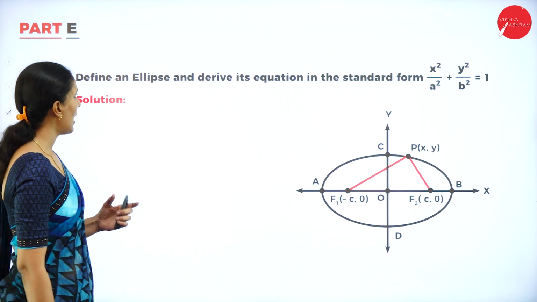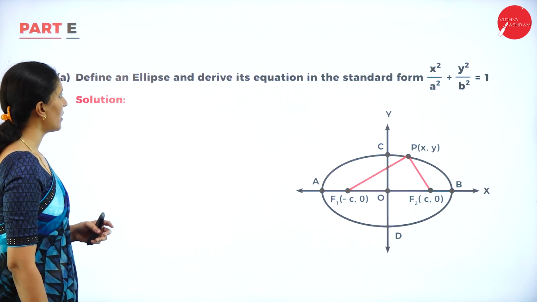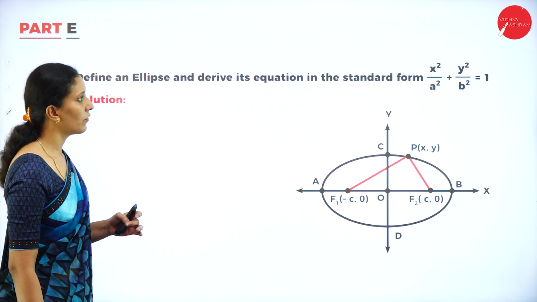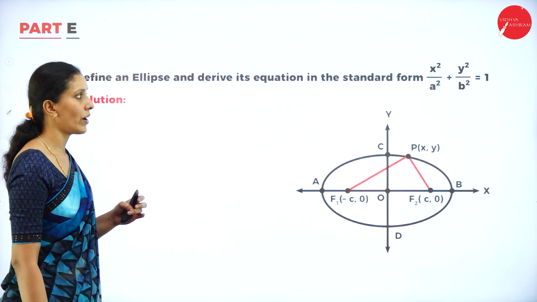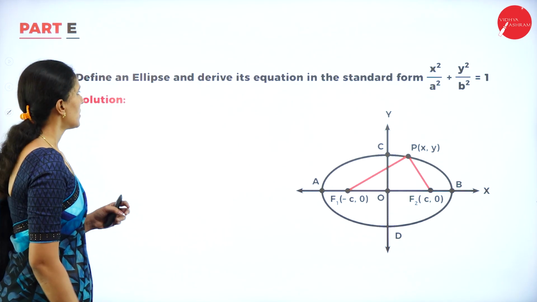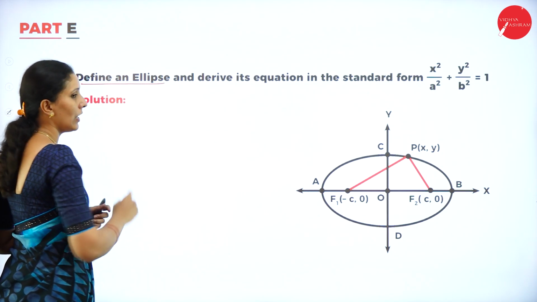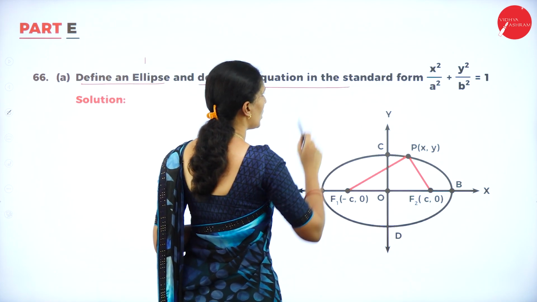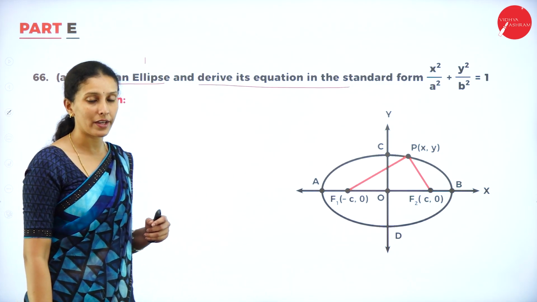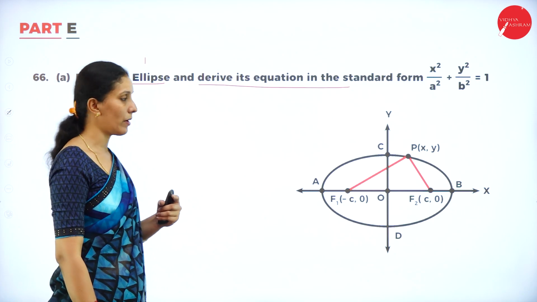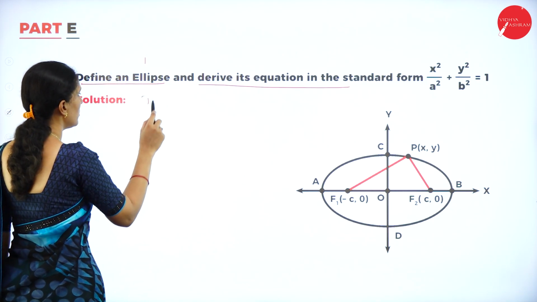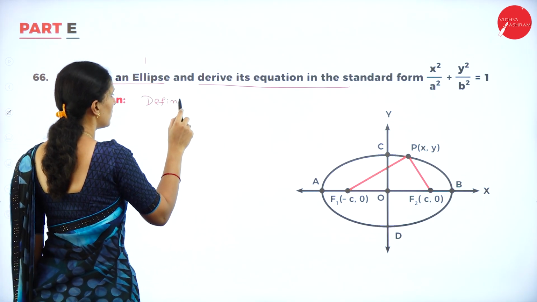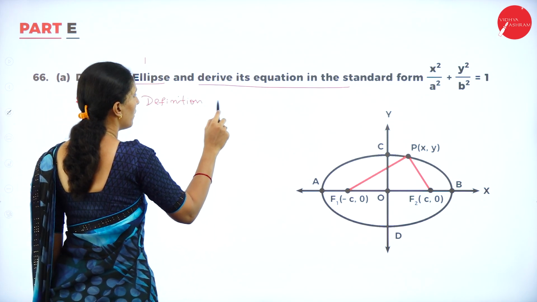Next one is the last question. Define an ellipse and derive its equation in the standard form x square by a square plus y square by b square is equal to 1. So here we need to define an ellipse. You will be having 1 mark for it, and deriving its standard equation x square by a square plus y square by b square is equal to 1 carries more marks. So first write the definition. To write the definition you will get 1 mark.